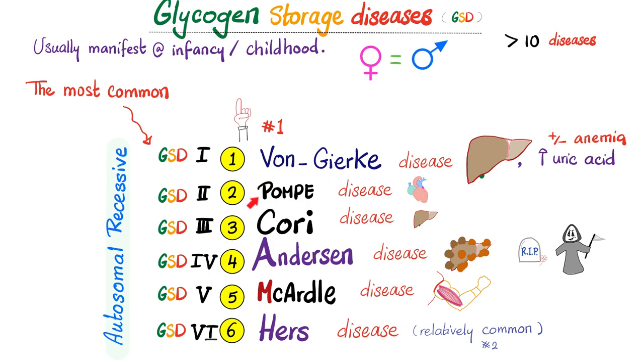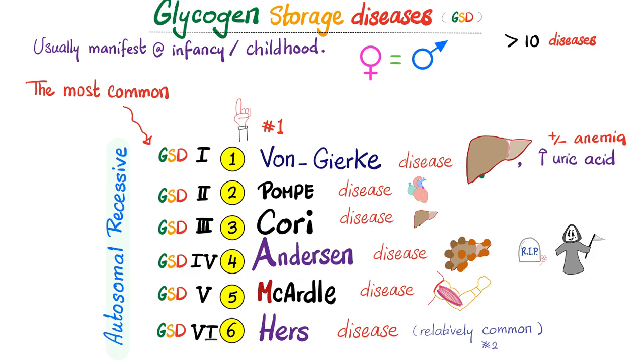Next, type 2 is Pompe's disease. Pompe, remember the pump, the heart, cardiomyopathy, arrhythmias, etc. Type 3 is Cori, a very mild disease. That's why I drew a smaller liver relative to Von-Gierke. Symptoms are similar, but Von-Gierke is way more severe than Cori disease.